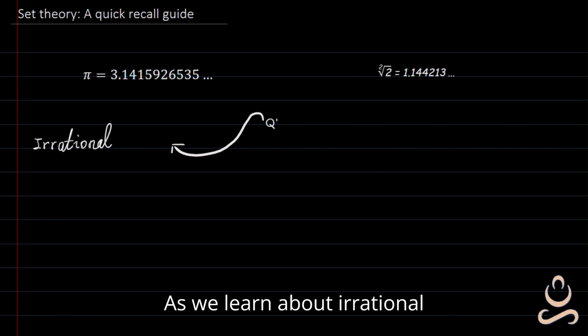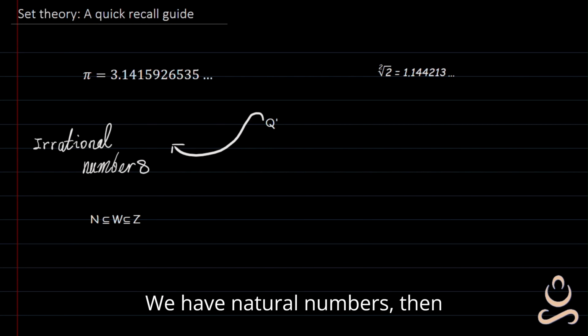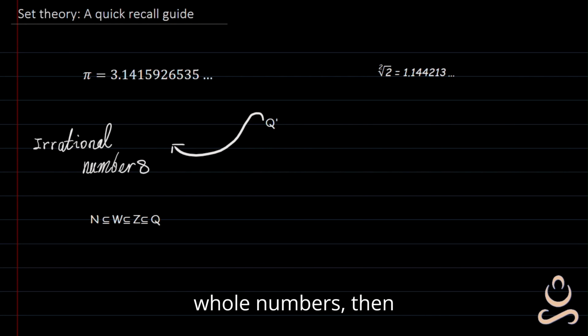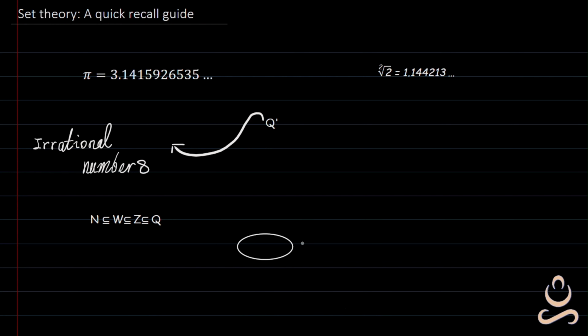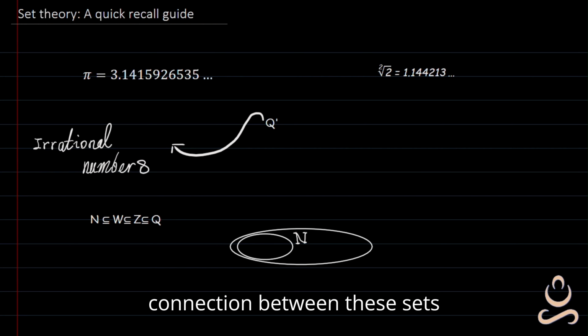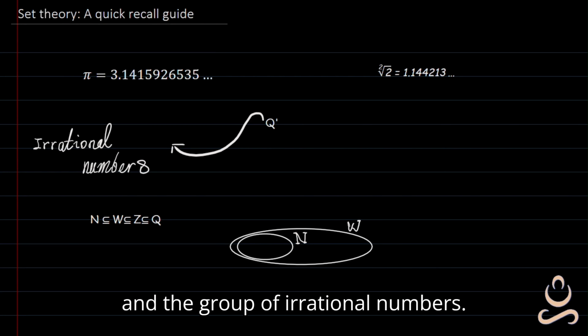As we learn about irrational numbers, let's also meet a new symbol, the subset. Think of it like a family tree for numbers. We have natural numbers, then whole numbers, then integers, and finally integers are a part of rational numbers. But here is the interesting part: there is no family connection between these sets and the group of irrational numbers.